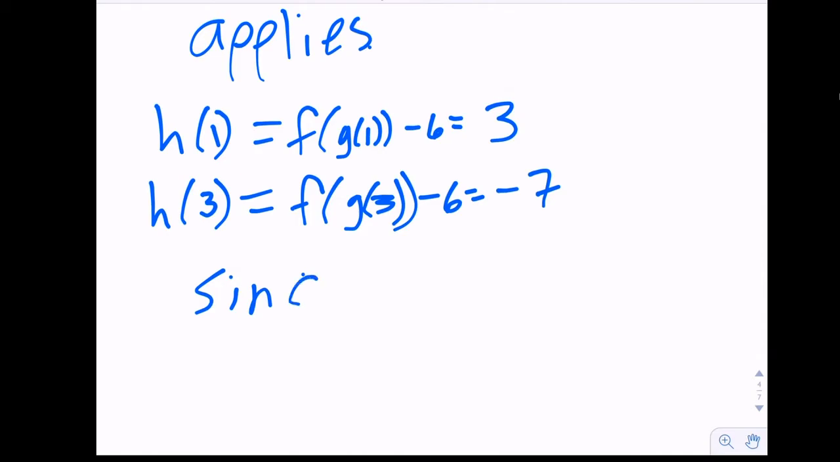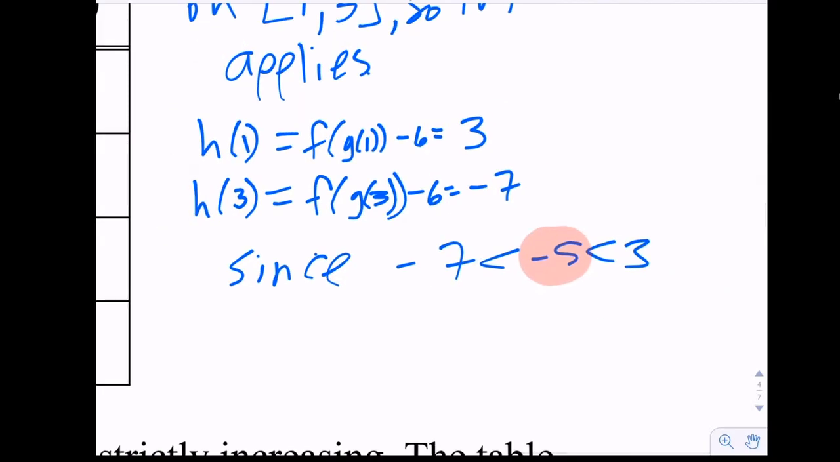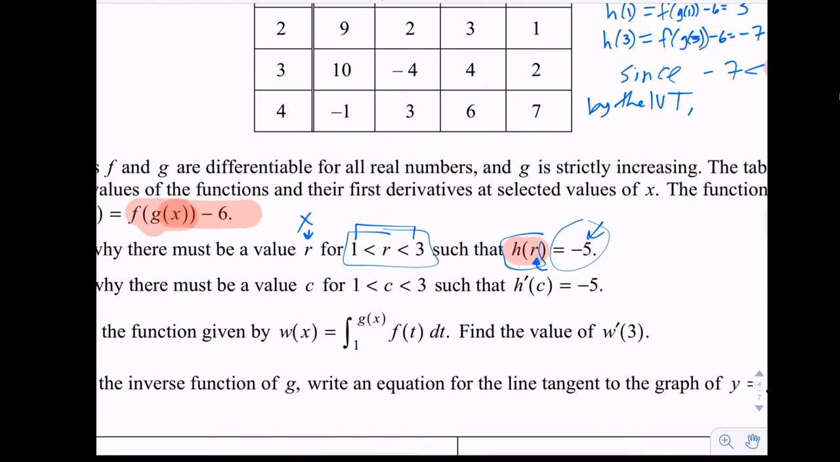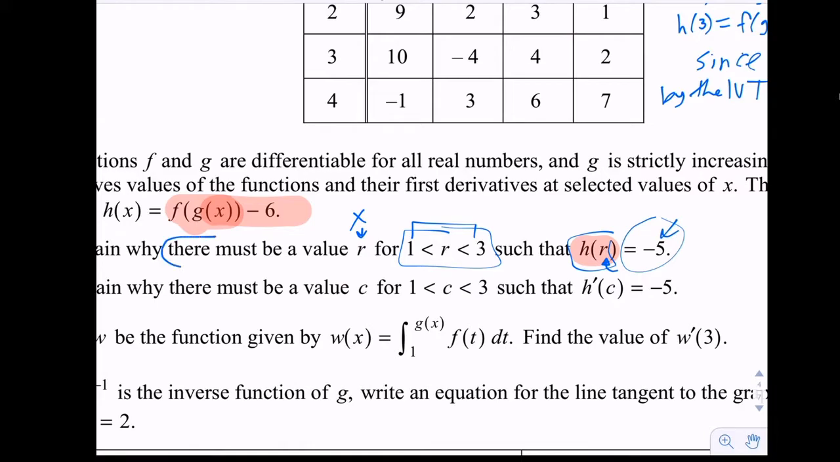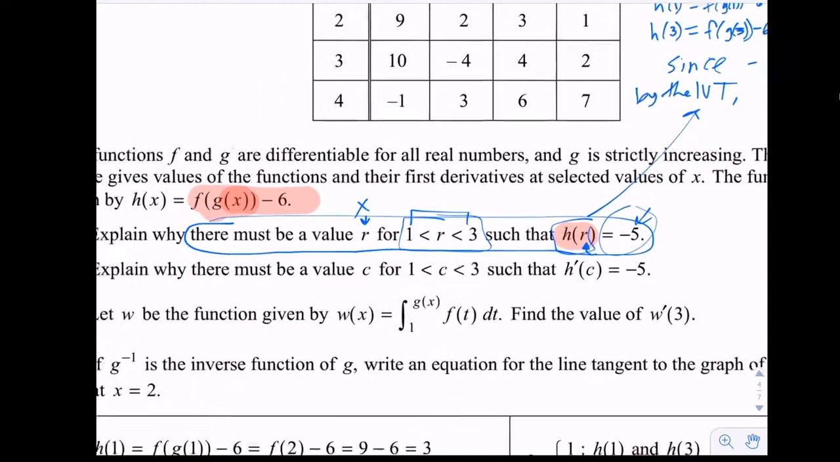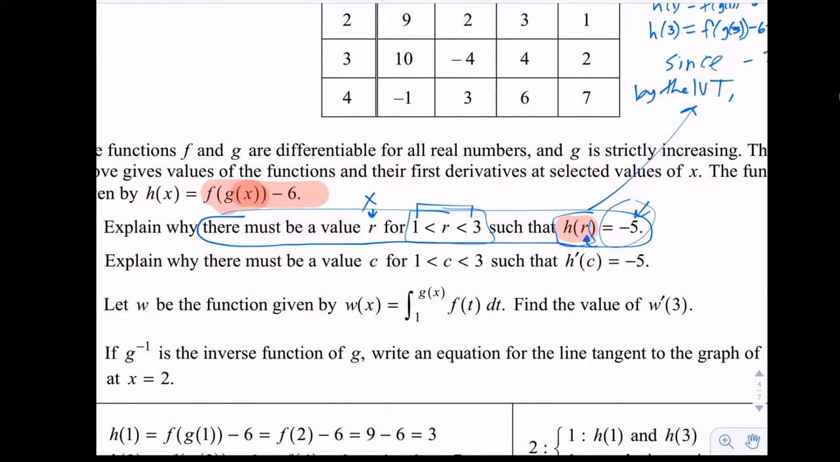So how about this? Since negative 7 is less than negative 5 is less than 3, the values that we found basically hem in on either side the value we're looking for, comma, by the IVT. I'm going to throw it in there again. By the IVT, and then what do we do? We reuse their words. There must be a value r such that, we rewrite all that right there, okay? Easy. Use their terminology. By the IVT, there must be a value r from 1 to 3 such that h of r equals negative 5.